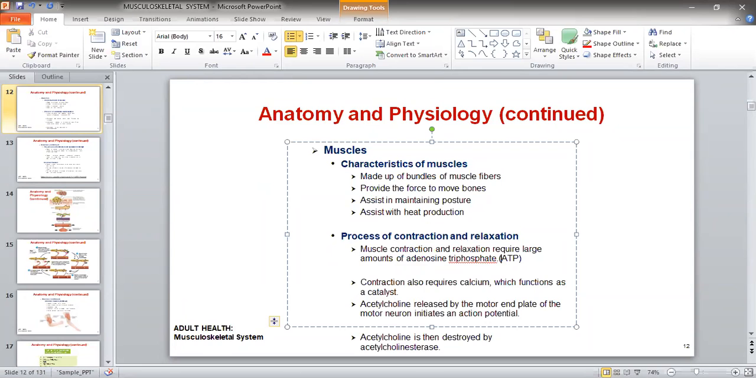And enzyme work in optimum pH. So contraction also require calcium. So calcium is very important for heart muscle, very important for skeletal muscle, very important for skeletal system, which work as a catalyst. Also, acetylcholine released from the motor end plate. Acetylcholine is then destroyed by acetylcholine esterase.